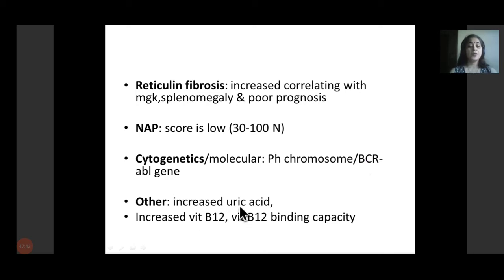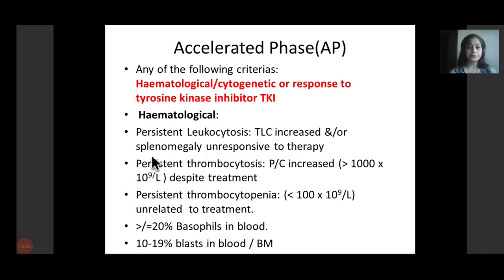Another is increased uric acid, hyperuricemia, in the biochemistry. There will be increased vitamin B12 and increased vitamin B12 binding capacity. This is due to the clonal myeloid cell proliferation. Increased vitamin B12 is a very important surrogate marker of the proliferation of the myeloid cells.